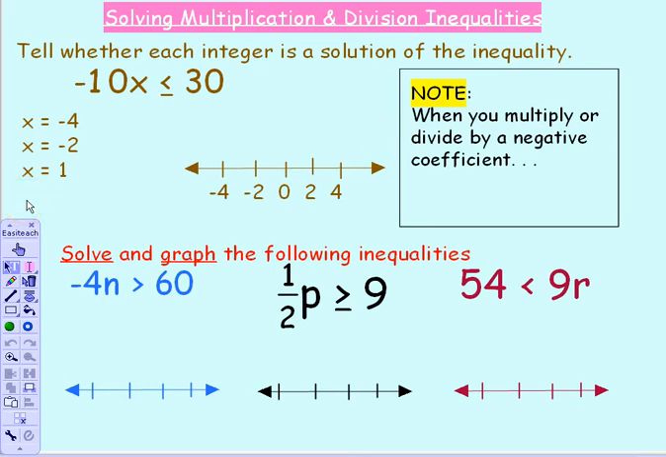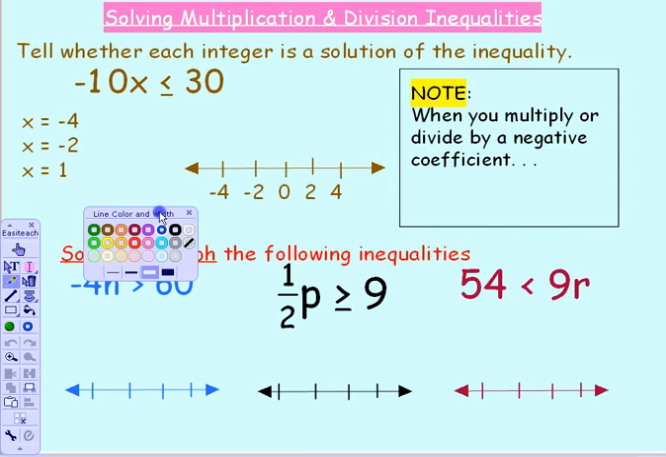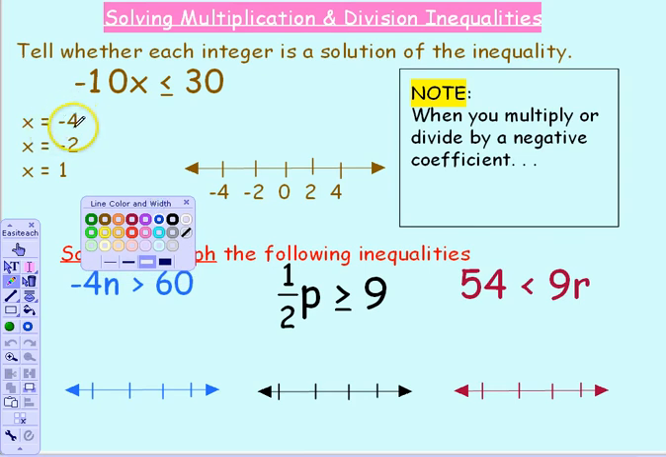For the first example, it says, tell whether each integer is a solution of the inequality. So we have the problem, negative 10x is less than or equal to 30. We're trying to find out which of these three solutions, negative 4, negative 2, or 1, or all of them, maybe none of them, make a true statement. So we're going to plug those numbers into the original to see which ones will be a true statement, or which ones work inside of that inequality.